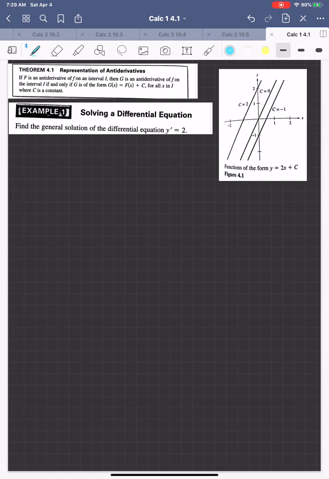Ready? So a differential equation is quite simply, and for this problem, just an equation that has a derivative in it. That's it. So this is what we would call a first order differential equation. This is the equation. I'll use their notation: y prime is equal to 2.